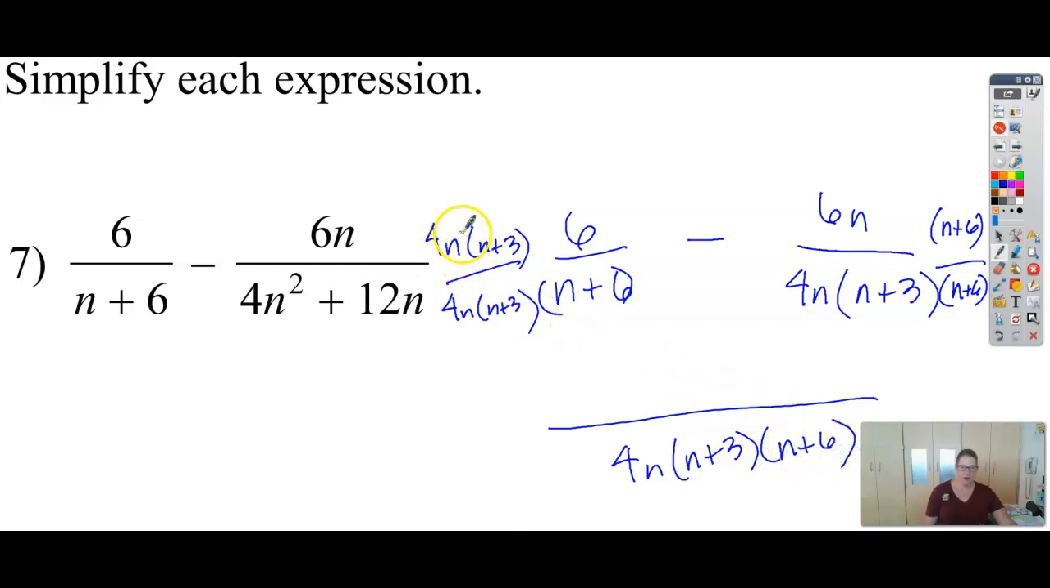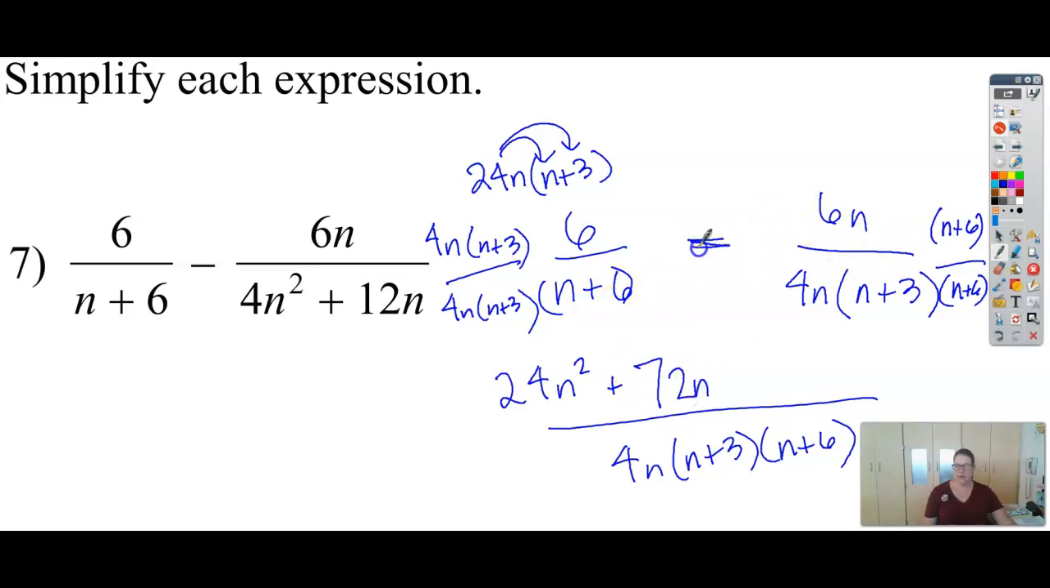On the top here, this 4 and this 6 can get multiplied together, which is 24. So this is the same as 24n times n plus 3, and then I'm going to distribute this in. So that's going to give me 24n squared plus 72n.